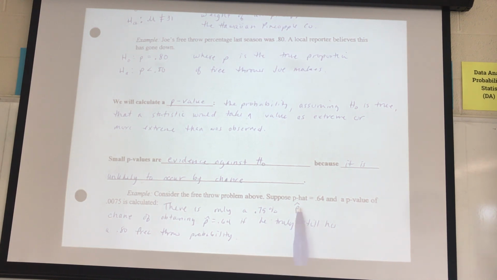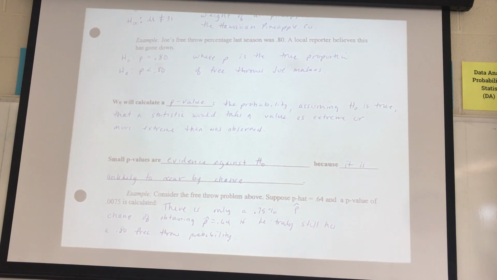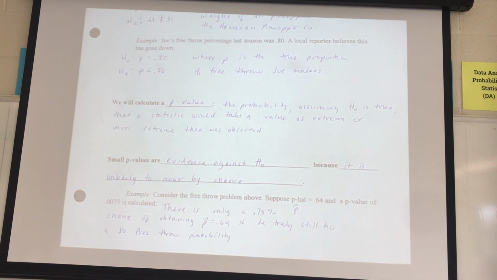P hat is from your sample, right? So here's what happens. I go out and I take a sample, and in the sample, he made his shots 64% of the time. So I'm comparing this sample that I took to the claim that he made previously about being an 80% shot. And remember, this is all about variation, right?